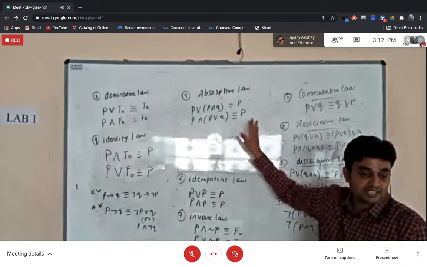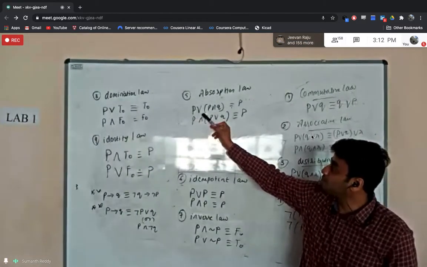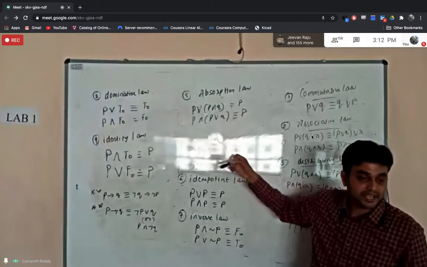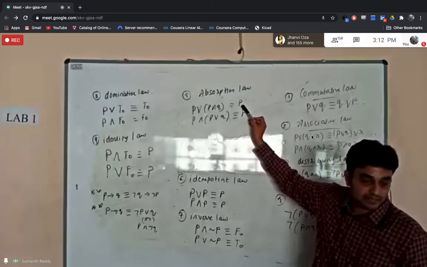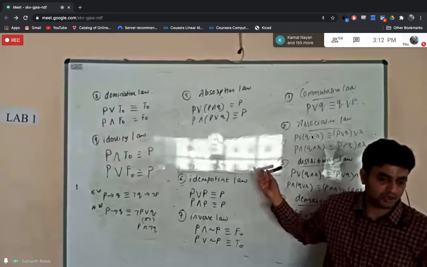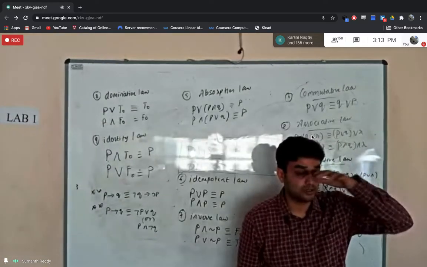See, this absorption law tells that when I have a proposition P, if I perform the disjunction of P with P and Q, whatever truth values I get, it will be the same as P itself. At the end of this class, I'll write the truth table for the absorption law and distributive law, so then you will understand better.